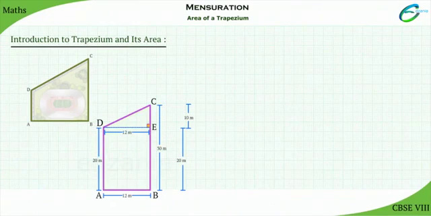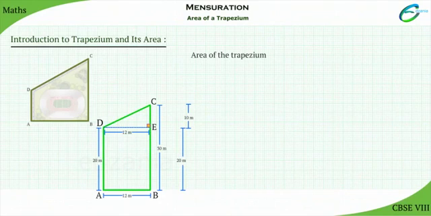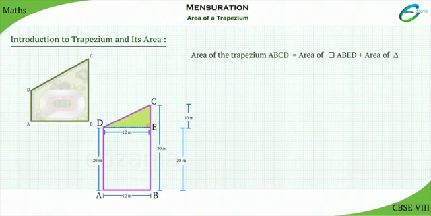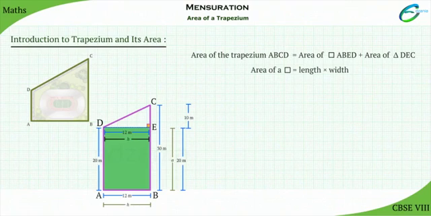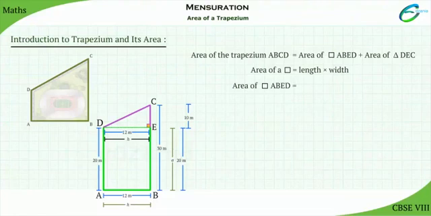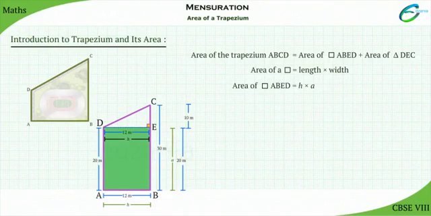Now we can say that the area of the trapezium ABCD is given by adding the area of the rectangle ABED and the area of the triangle DEC. So let us first find these two areas. Recall that area of a rectangle is given by multiplying its length and width. From the figure, area of the rectangle ABED is given by multiplying H and A. Thus, the area of the rectangle ABED is 240 meters square.